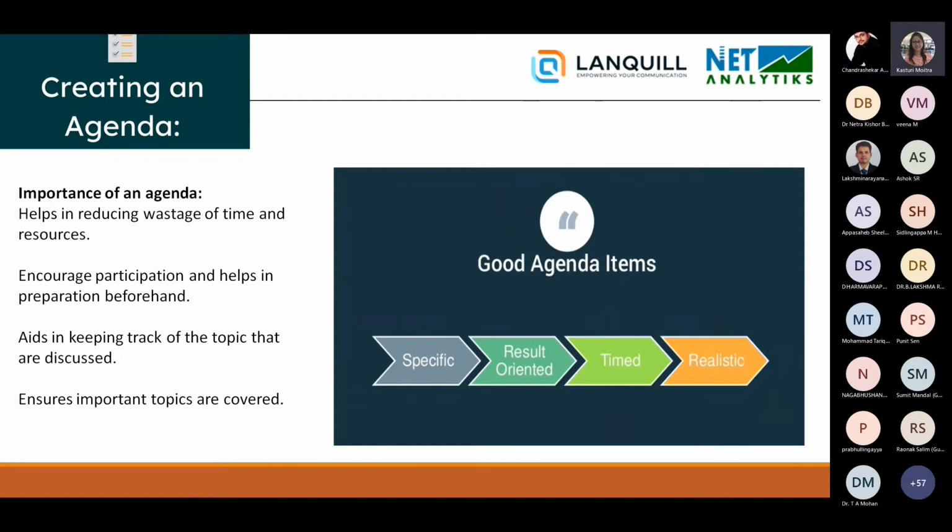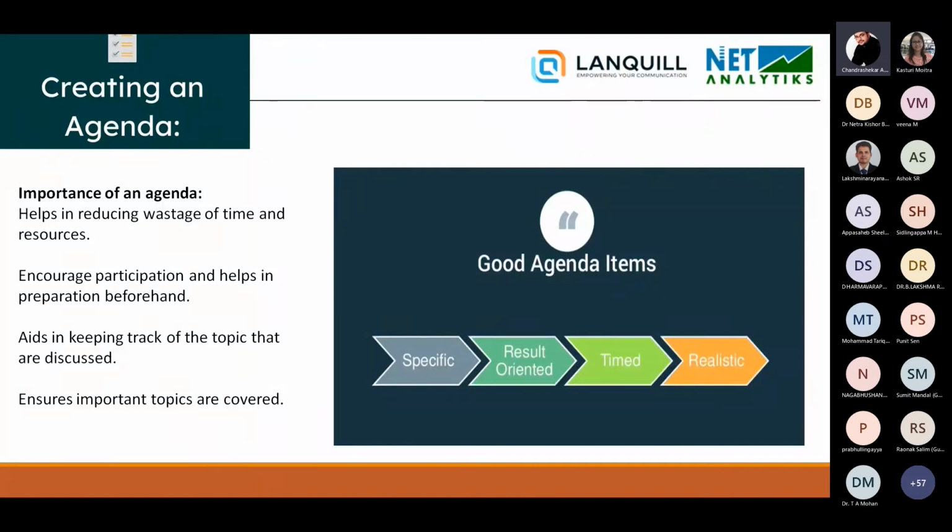What is the outcome expected? Everything will be clear, and being specific is very, very important. Majority of the time, we will not be specific. For example, imagine we are a college and we would like to have a good result, so let's discuss how to get a good result. This is not at all specific.